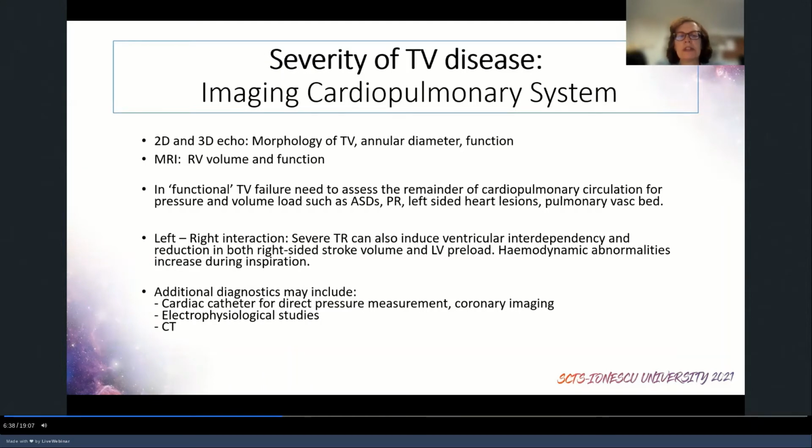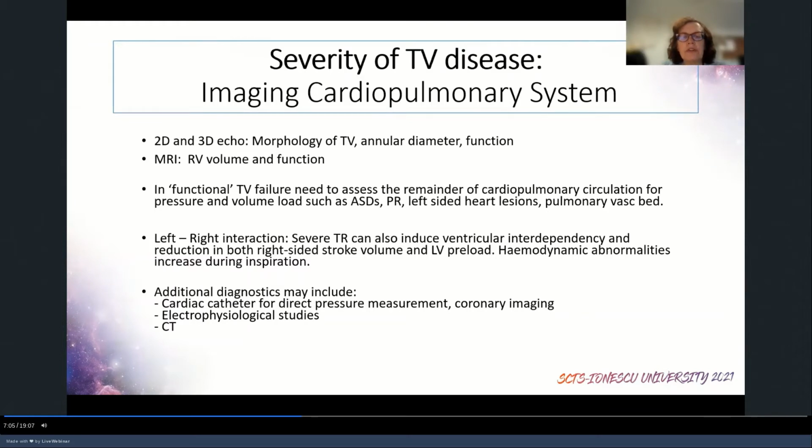However, if there is secondary functional tricuspid valve failure, it is also important to look at the rest of the cardiopulmonary circulation to identify those lesions which are the index lesions that cause the functional tricuspid valve disease. We also need to look at interaction between left and right ventricular function.